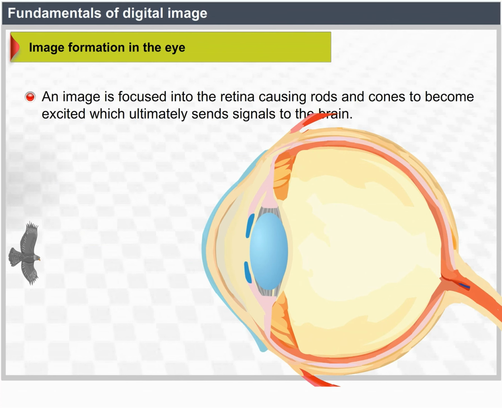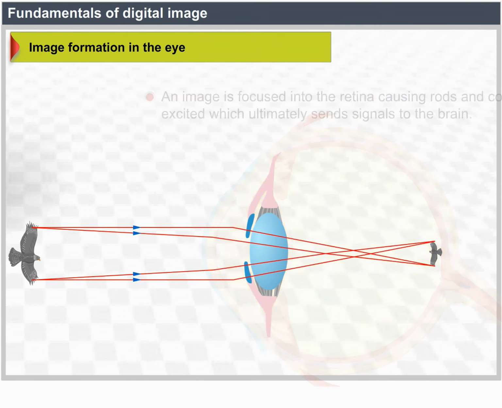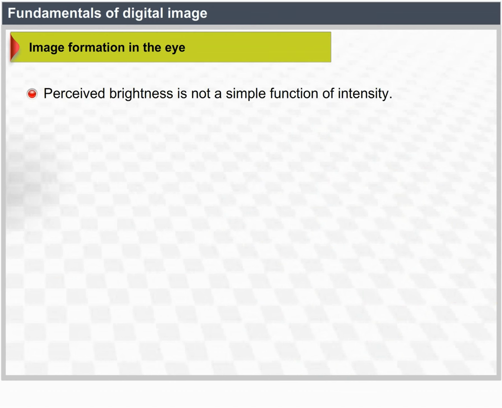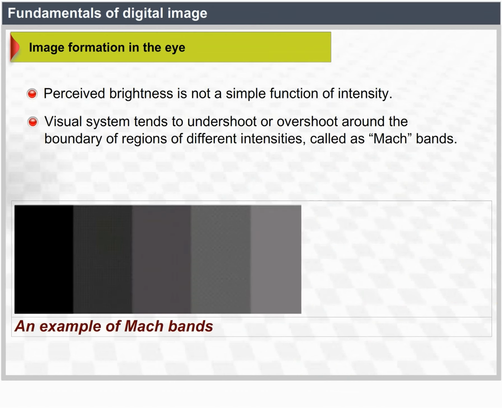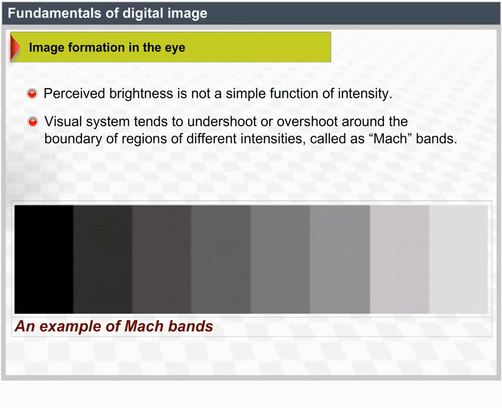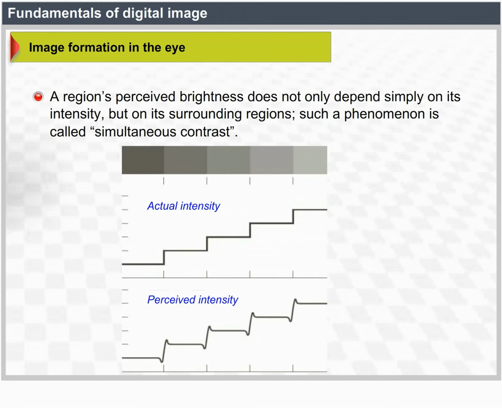An image is focused onto the retina, causing rods and cones to become excited, which ultimately send signals to the brain. Perceived brightness is not a simple function of intensity. The visual system tends to undershoot or overshoot around the boundary of regions of different intensities, called Mach bands. A region's perceived brightness does not depend simply on its intensity, but on its surrounding regions. Such a phenomenon is called simultaneous contrast.